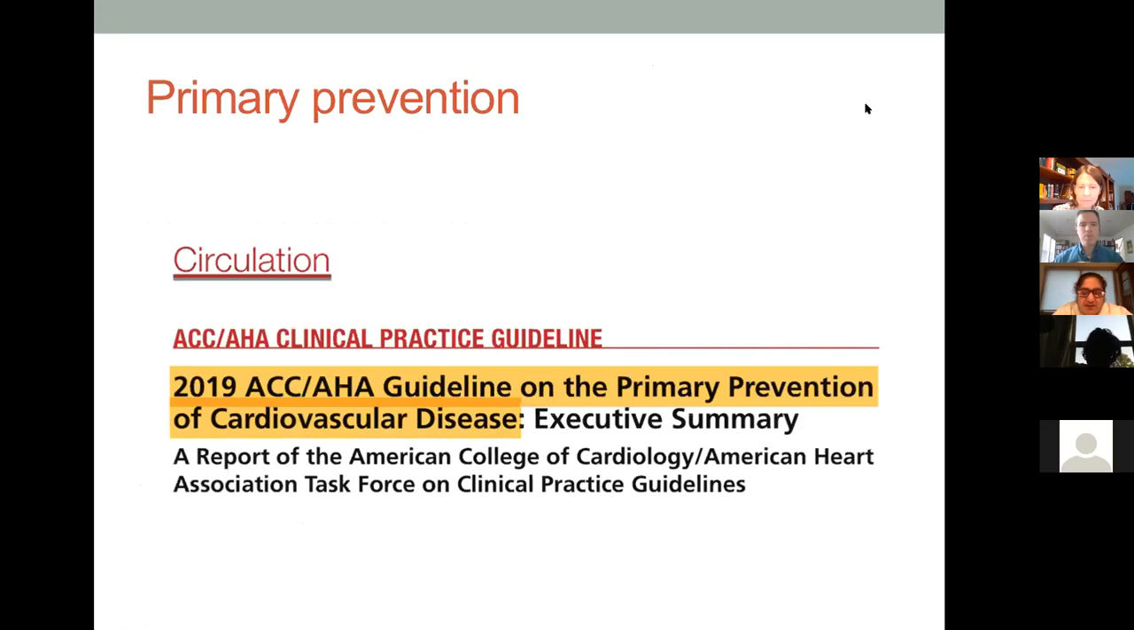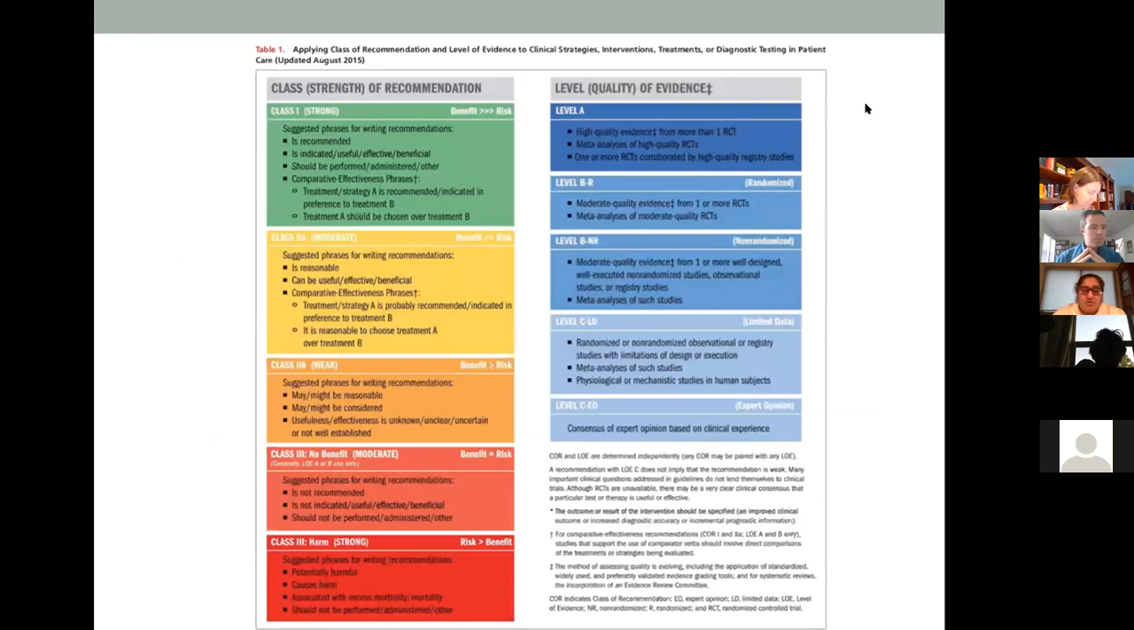I wanted to let you know the exact guideline that I'm going to discuss. In the fall of 2019, the AHA put out a set of guidelines on primary prevention of cardiovascular disease. This wasn't specifically for patients with type 2 diabetes, but it pertains to them as well. Very briefly, I want to go over how they code the recommendations. On the left-hand side, they color code their guidelines and recommendations.